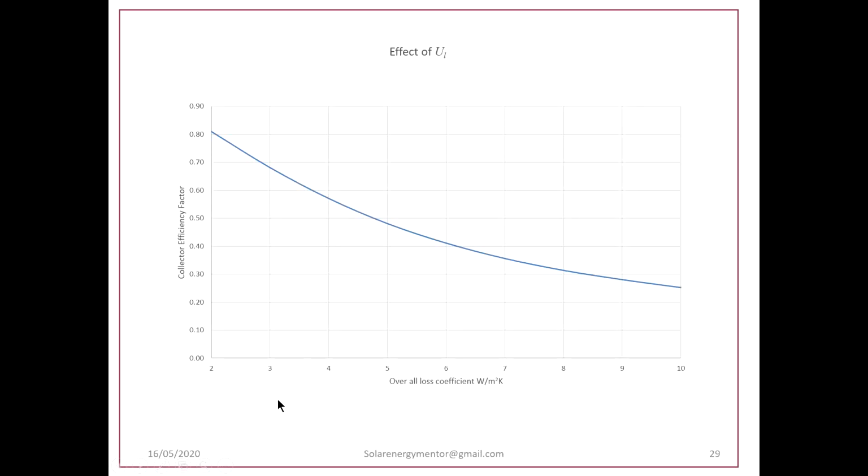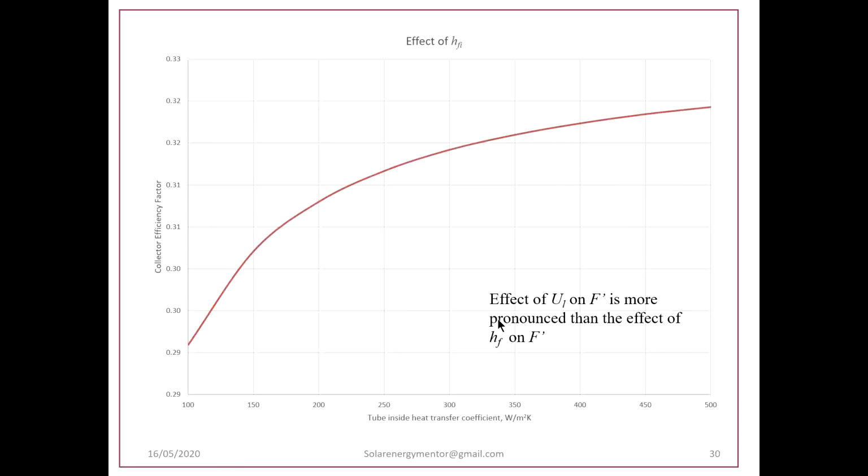This characteristic shows the effect of UL on the collector efficiency factor. On the x-axis, the overall loss coefficient varies from 2 watt per meter square Kelvin to 10 watt per meter square Kelvin. As the overall loss coefficient goes on increasing, the collector efficiency factor goes on decreasing. So this is the effect of loss coefficient on F dash.